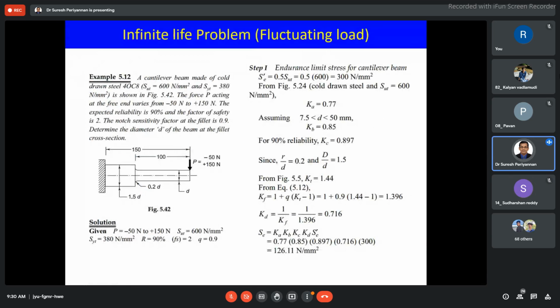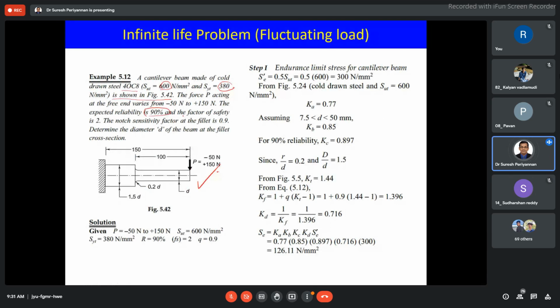Just to see this problem: a cantilever beam made of cold drawn steel, 40C8. Now I am considering an infinite life problem with fluctuating load; earlier we discussed completely reversed load. The ultimate strength is 600 Newton per mm squared, and the yield strength is 380 Newton per mm squared, as shown in the figure. This is the force acting, a fluctuating load from minus 50 Newton to 150 Newton. The expected reliability is 90% of the life.